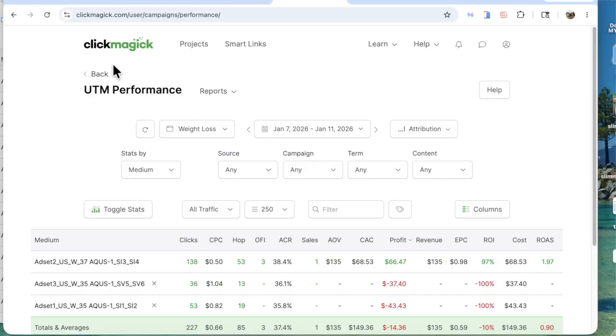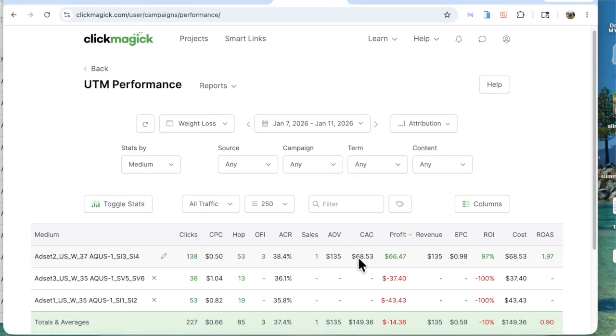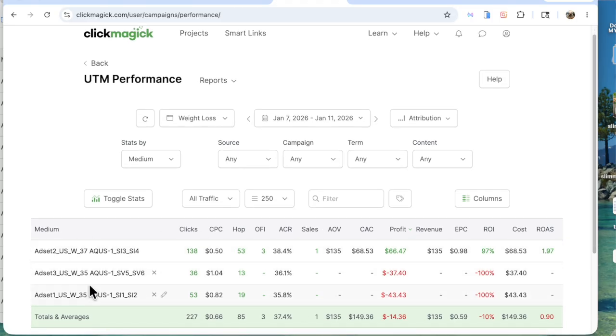You can see here, this is my Clickmagic account, and these are my ad sets. These are my metrics, so I can easily see where the sales are coming from and decide how to move forward based on my data. It's not like I am shooting in the dark. My revenue here is $135 from one sale.